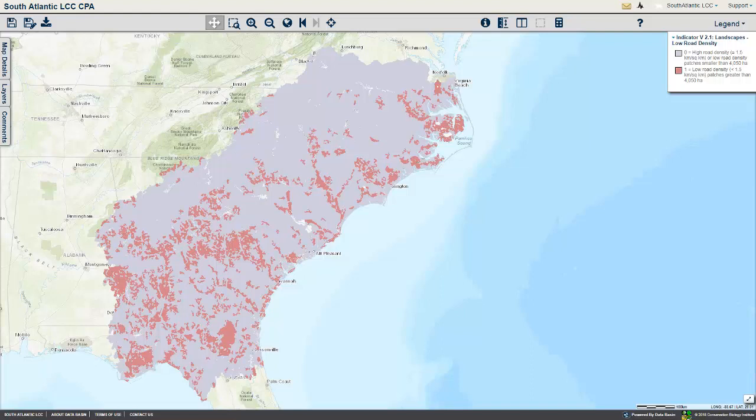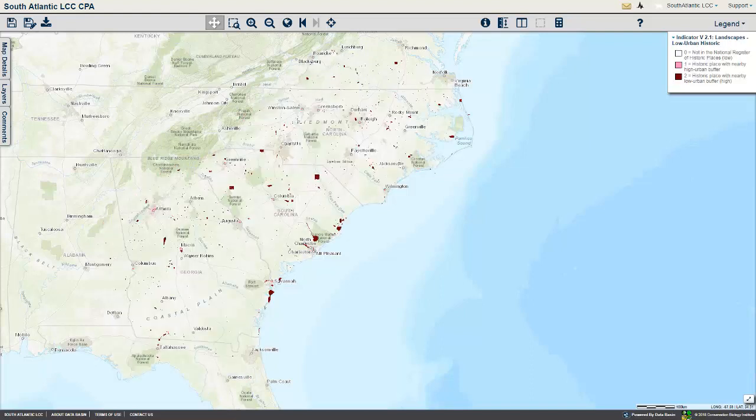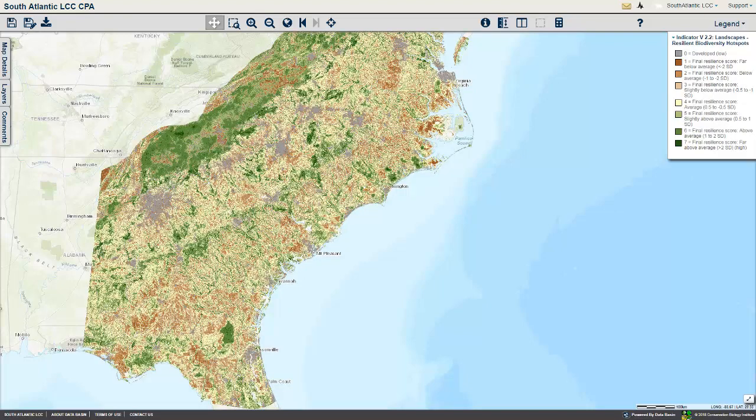Low road density is an index of areas with few roads that represents habitat fragmentation. Low urban historic landscapes is an index of sites on the National Register of Historic Places surrounded by limited urban development. Resilient biodiversity hotspots is an index of mostly natural, high-diversity areas that are potentially resilient to climate change. That's all the landscapes indicators.